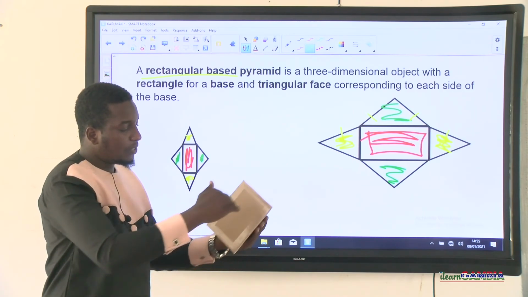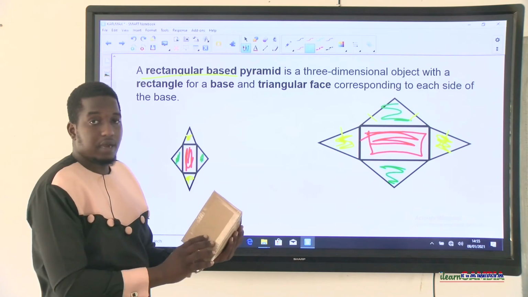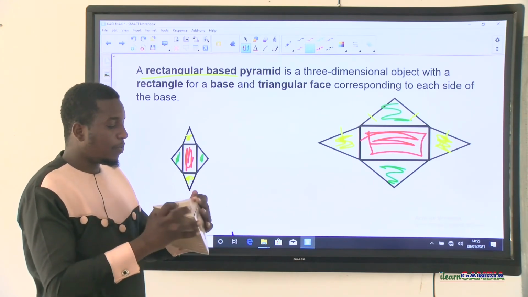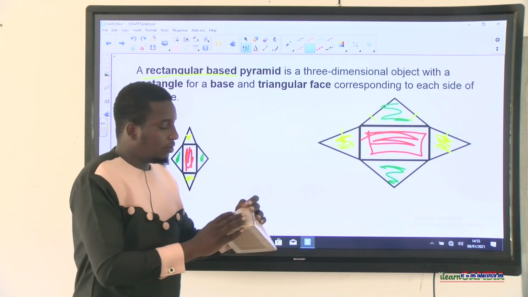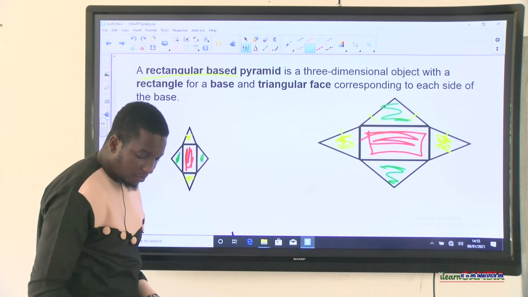In that case, the opposite ones are going to be equal. The bases of the opposite triangles are equal. So when you cut this properly and you fold it, you will have what we call a rectangular based pyramid.